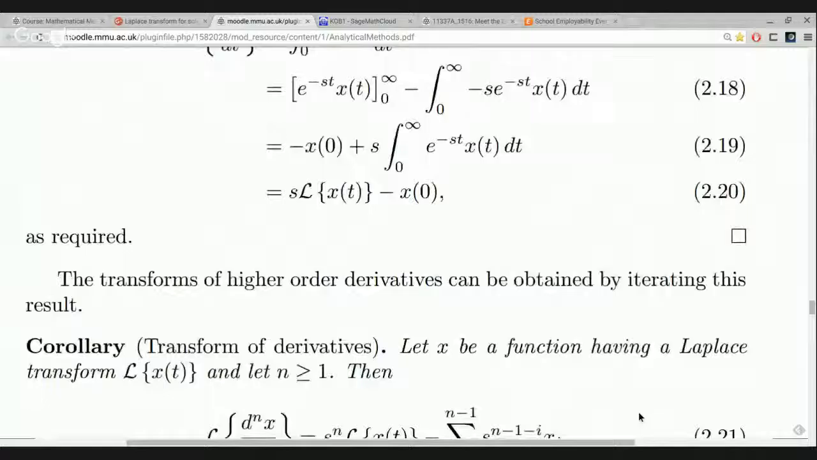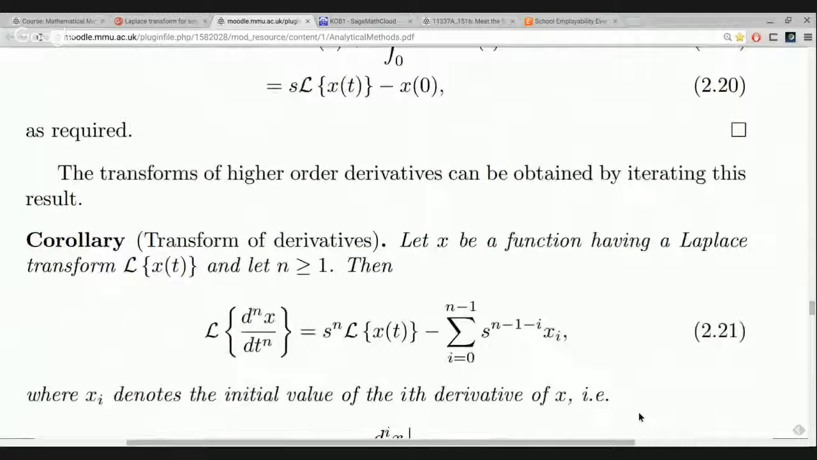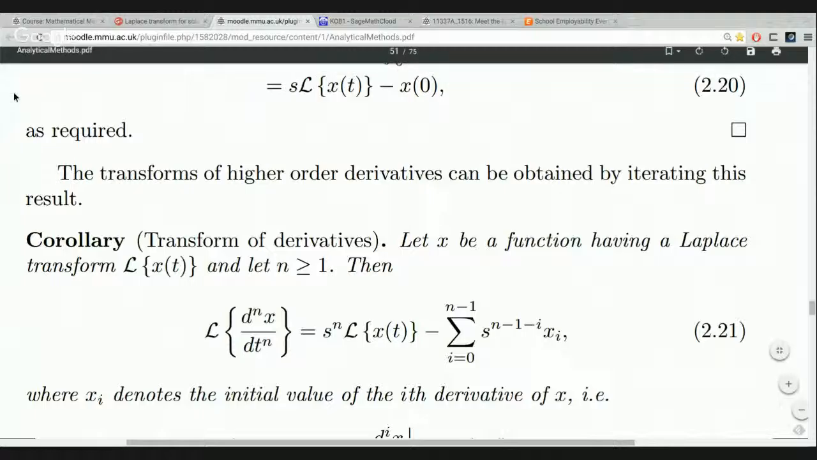So we'll pick it up now. We'll just look at one corollary of that result, which is about getting the Laplace transform of higher order derivatives. Okay, and that can be done by simply iterating that previous result about the Laplace transform of a single derivative.